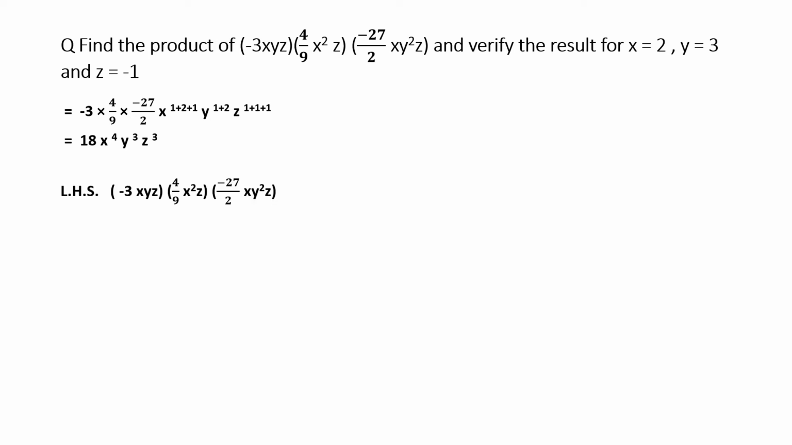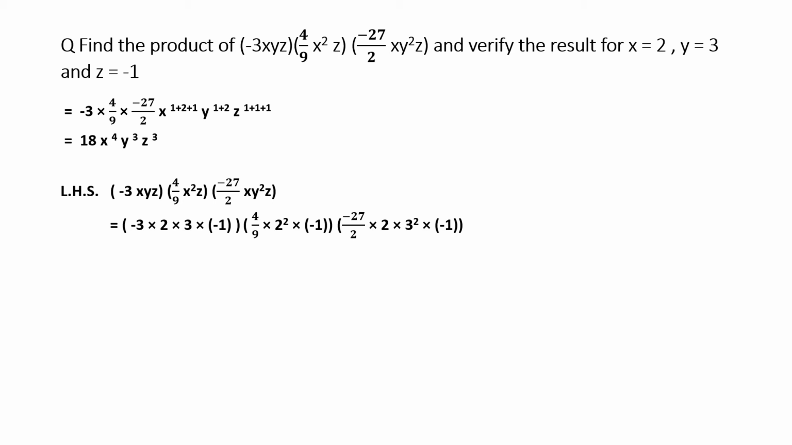Now I am taking the LHS, the statement given to us: minus 3xyz into 4 by 9x square z into minus 27 by 2xy square z. The value of x is 2, y is 3 and z is minus 1. So minus 3 into 2 into 3 into minus 1.